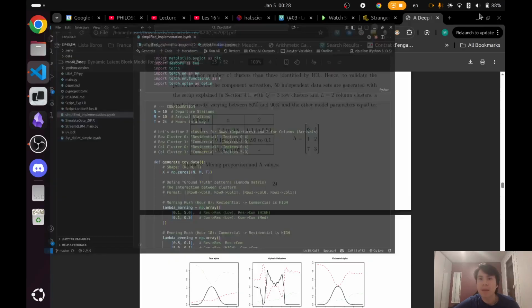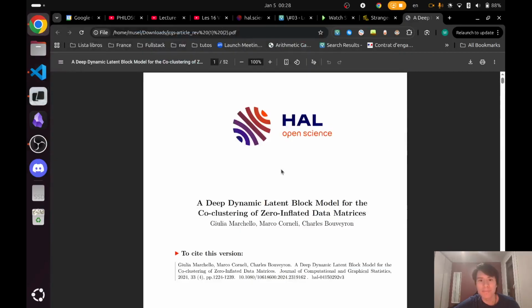First, an overview of the paper. The paper is called a deep dynamic latent block model for the co-clustering of zero inflated data matrices. Okay, I'm gonna unpack everything that it's saying. Basically, you want to understand how it's dynamic because it's through time.